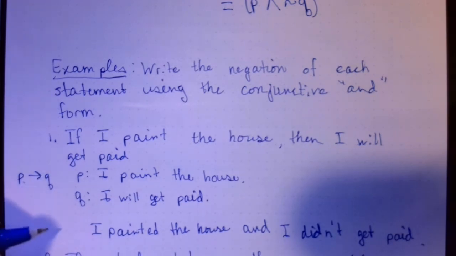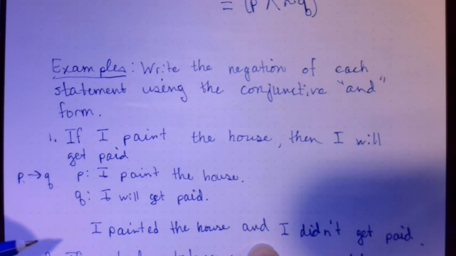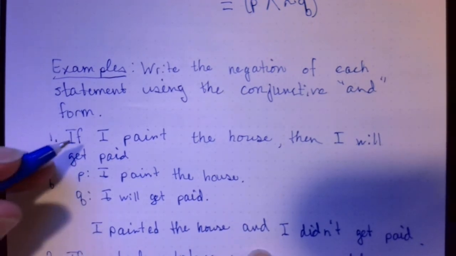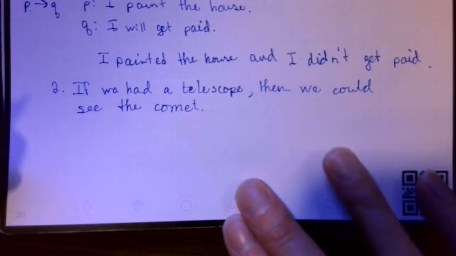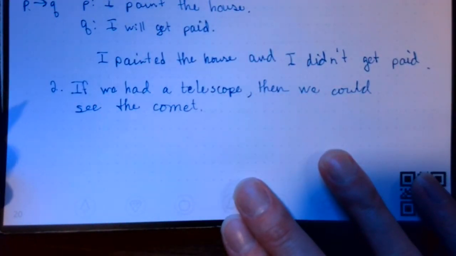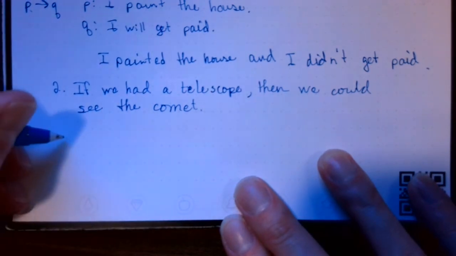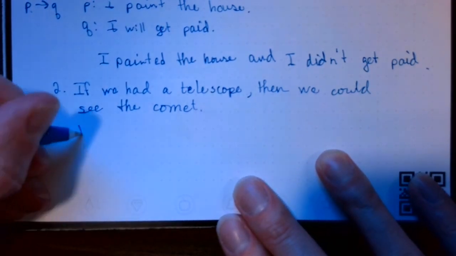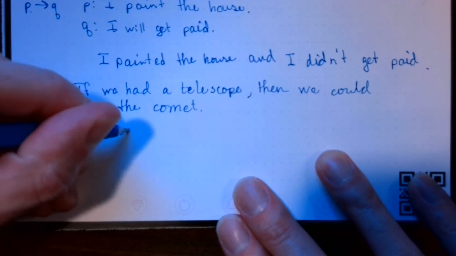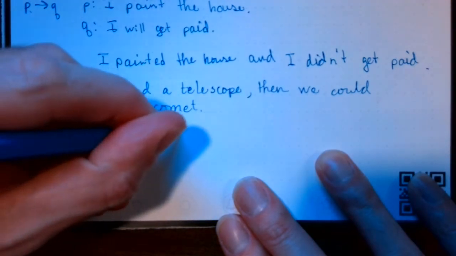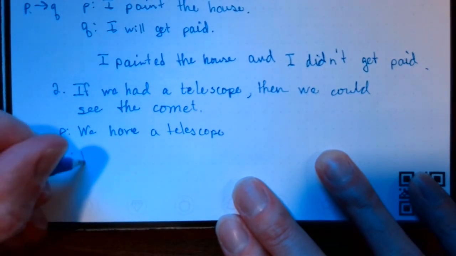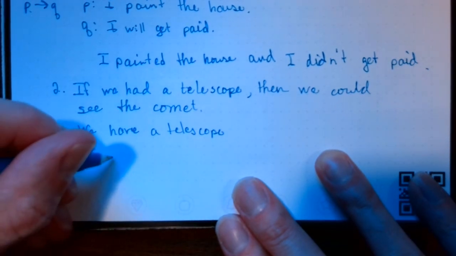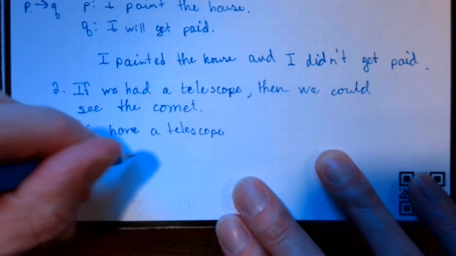Okay, so this is the equivalent conjunctive form for the negation. So this is the negation of this right here. Let's look at another one. If we had a telescope, then we could see the comet. So P is, we have a telescope. Q, we can see the comet.